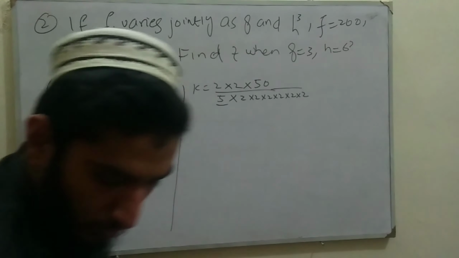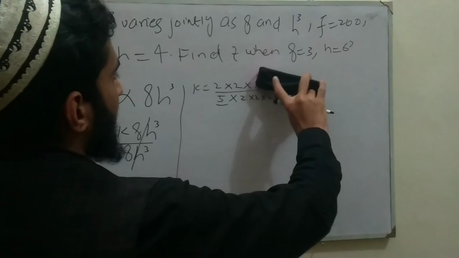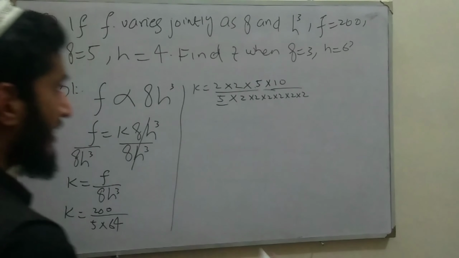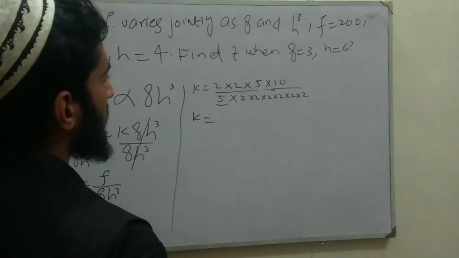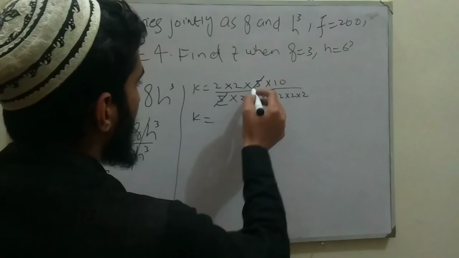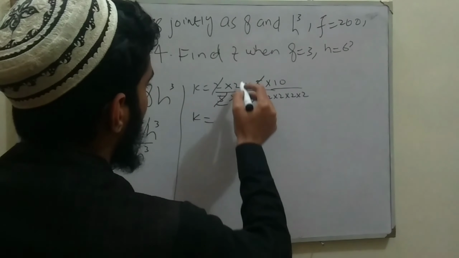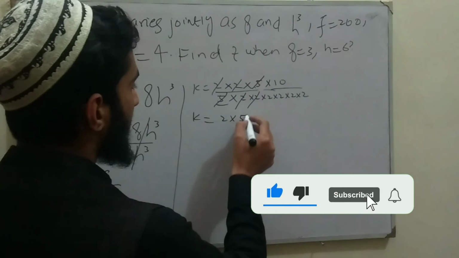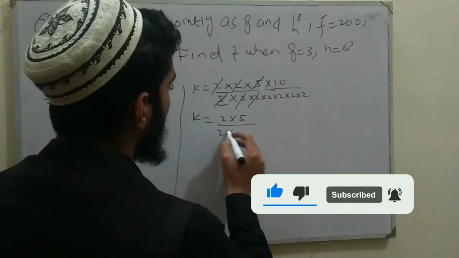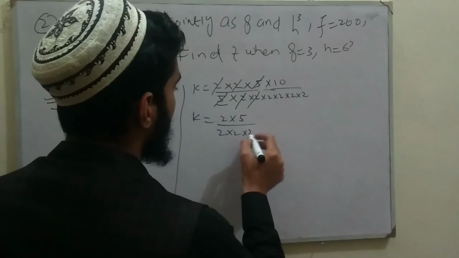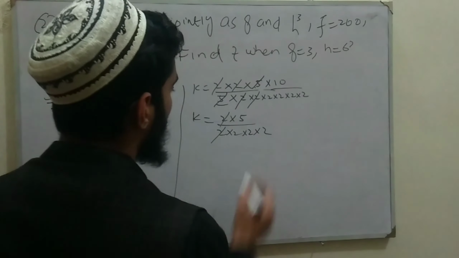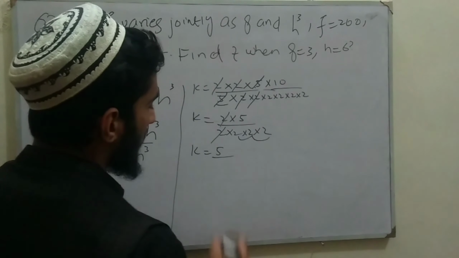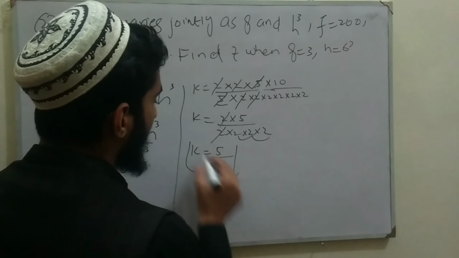Now we write 50 in terms of prime factors. Further, 50 can be written as 5 multiply 10. Now we are going to cancel out some values. 5 is cancelled out with 5, and 2s cancel out with 2s. In the numerator we are left with 10, which can be written as 2 multiply 5, divided by 2 multiply 2 multiply 2 multiply 2. This 2 is cancelled out with this 2, so the value of k is 5 divided by 2 multiply 2 multiply 2, which is 5 divided by 8.